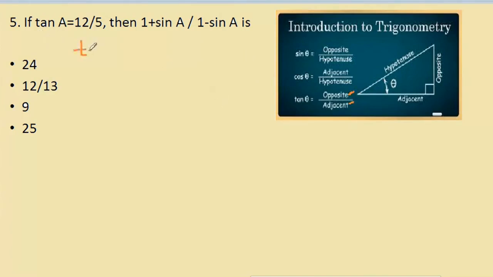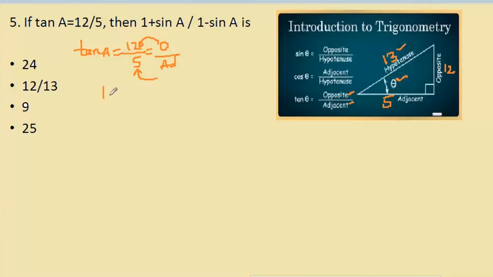The question mentioned tan A as 12 by 5, where tan ratio is opposite by adjacent. So opposite value is 12. So here it is theta, opposite to theta is 12, adjacent to theta is 5. Based on the Pythagoras triad, hypotenuse will be 13. I'm not going to discuss how it comes, the Pythagoras triad 12, 5 we already discussed earlier. So the hypotenuse will become 13.